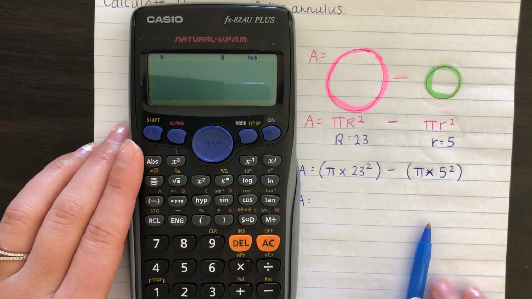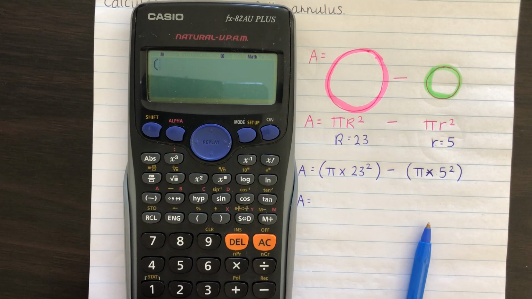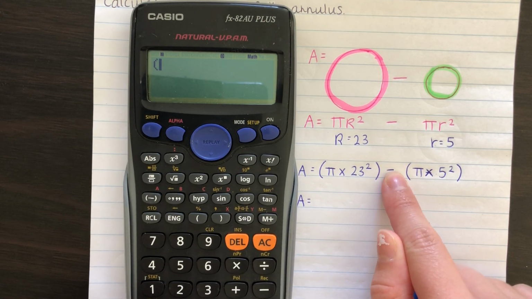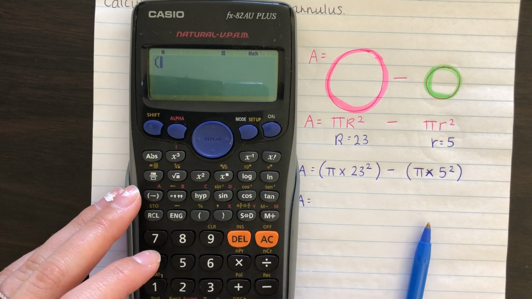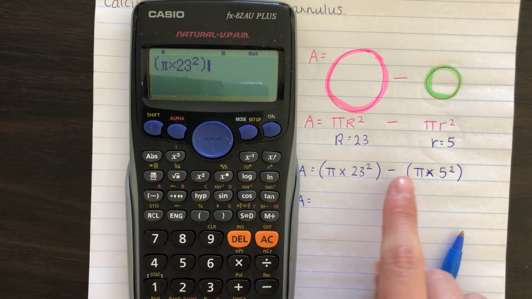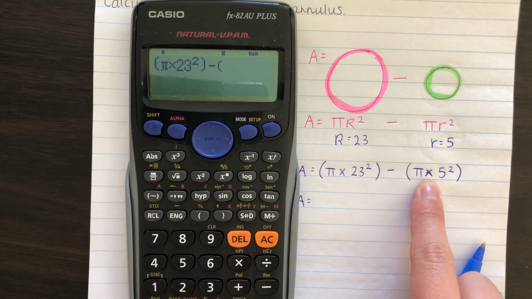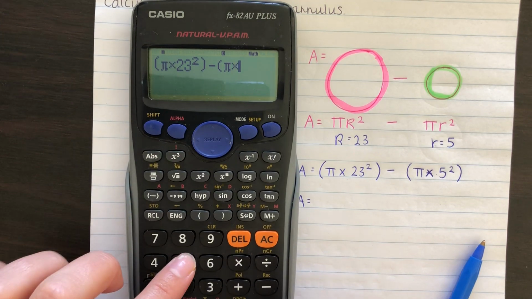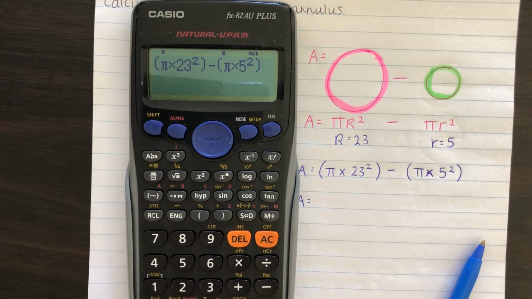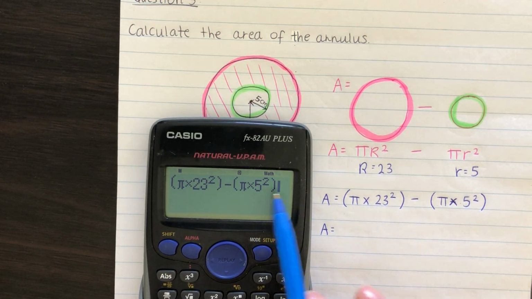So I've got my calculator here, bracket. Now I'm putting brackets in between so that my numbers don't get jumbled up, especially with this subtraction sign in the middle. So bracket and then pi, not 3.14, times 23 squared, close bracket, minus bracket pi times 5 squared. So this is exactly how I see it.